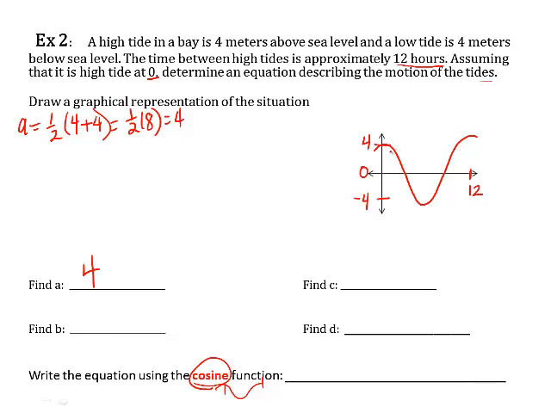Do I need to reflect this? Is this a reflected cosine? No. It starts at the peak, ends at the peak. It's not starting at the trough. It's starting at the top part of the curve. So it's going to be a positive 4.